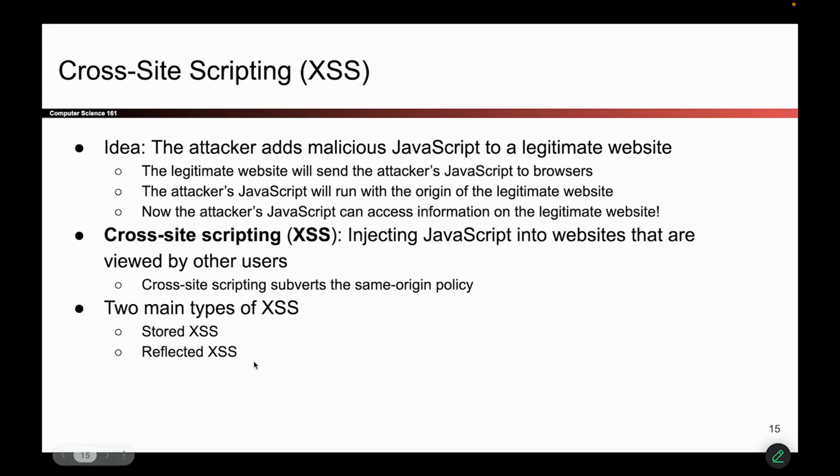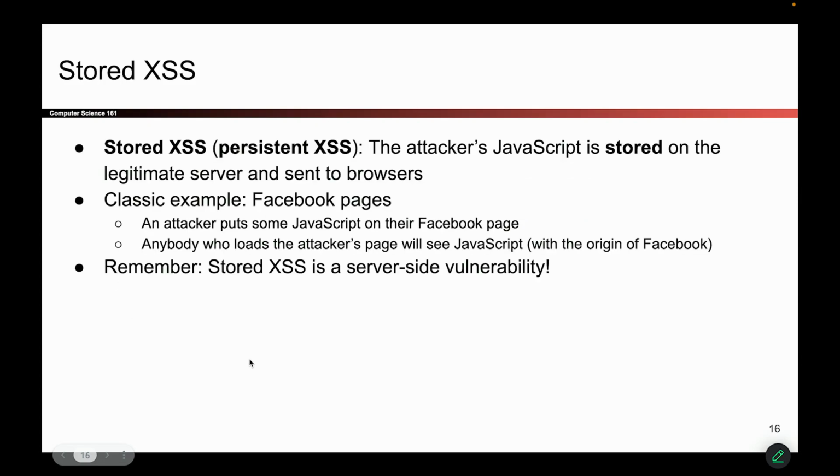One of them is stored. One of them is reflected. Let's look at each of them. One type of XSS is called stored XSS. And the character of this strategy is that the JavaScript ends up being stored somewhere on the server. And then when browsers ask for the website, the server goes into its database, pulls the malicious JavaScript, and sends it to the browsers. That's why it's called stored or persistent, because it's living on the server somewhere.